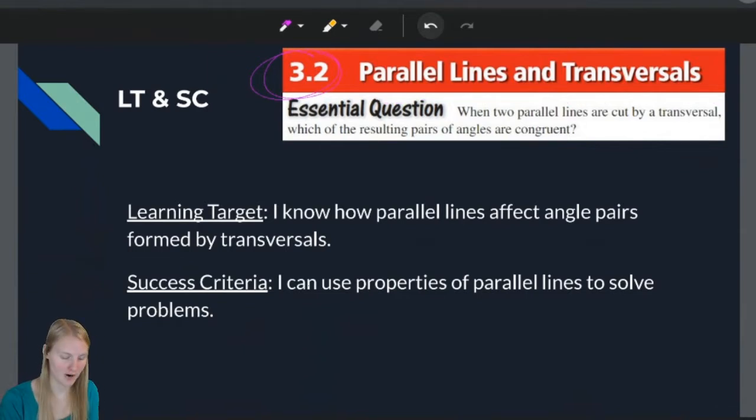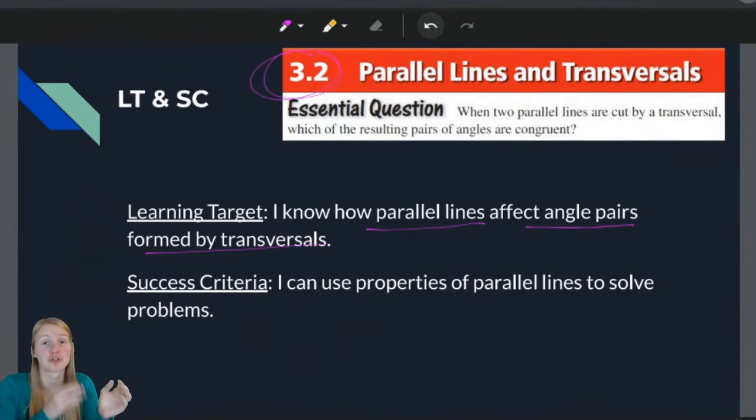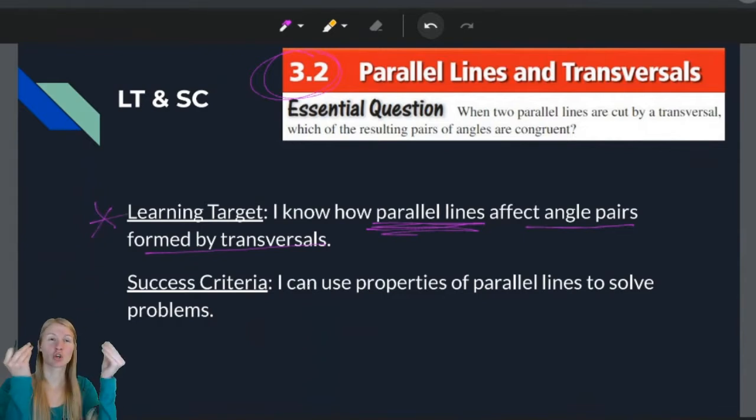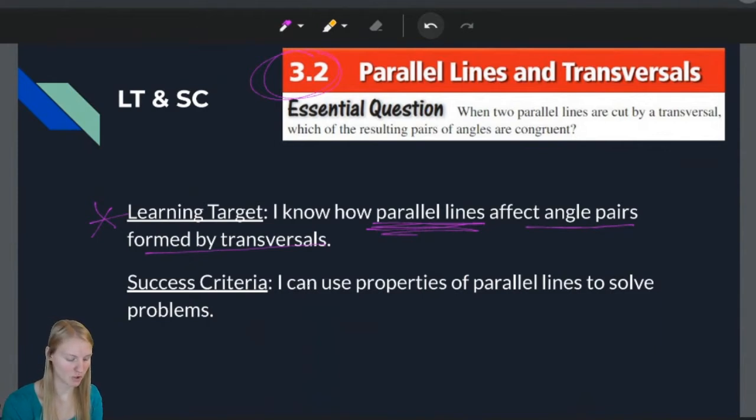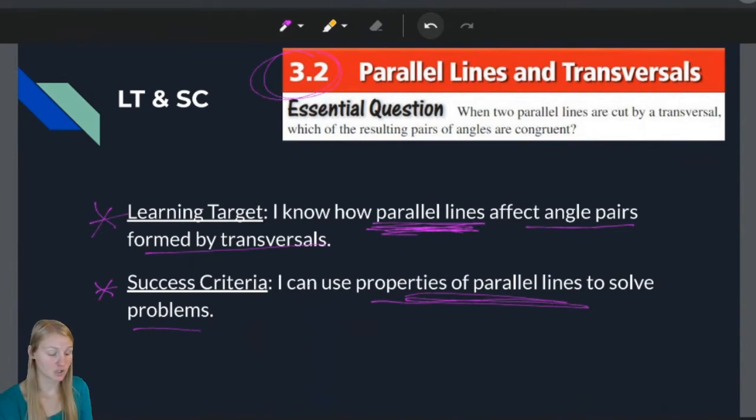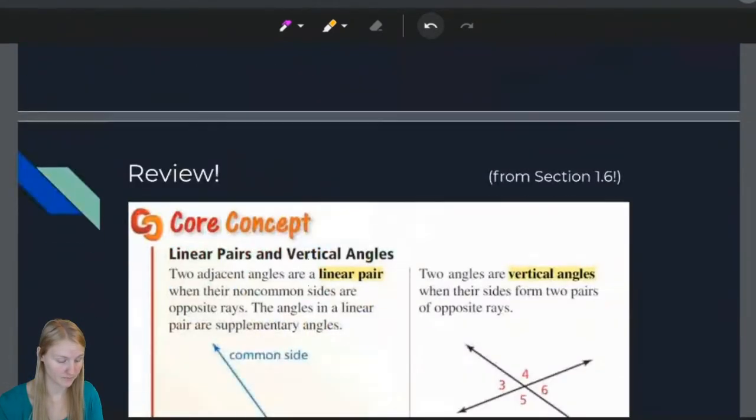So, our learning target is that you know how parallel lines affect angle pairs formed by transversals. So the angle pairs we talked about in the entry task, alternate interior angles, corresponding angles, how are those affected by parallel lines? So you should know that. That's what you should have learned by the end of this video. And what should you be able to do by the end of this video? Well, you should be able to use these properties, use this knowledge to solve problems. So let's jump right into it, shall we?